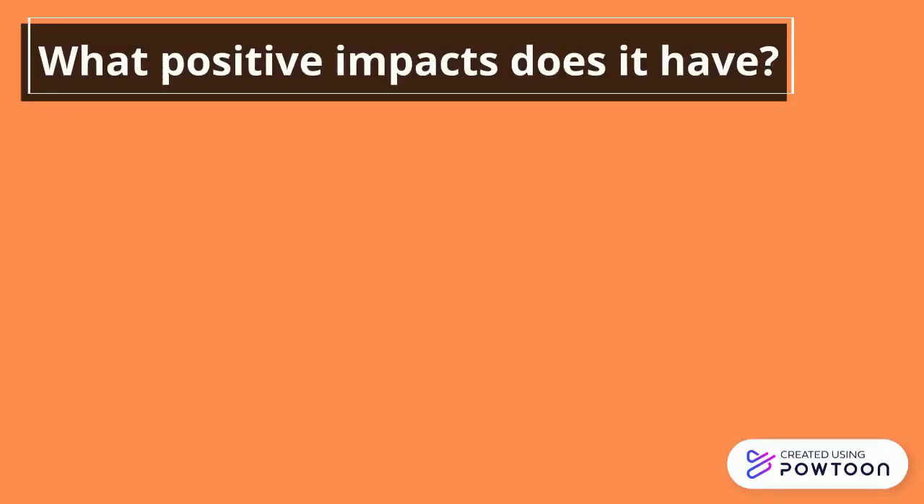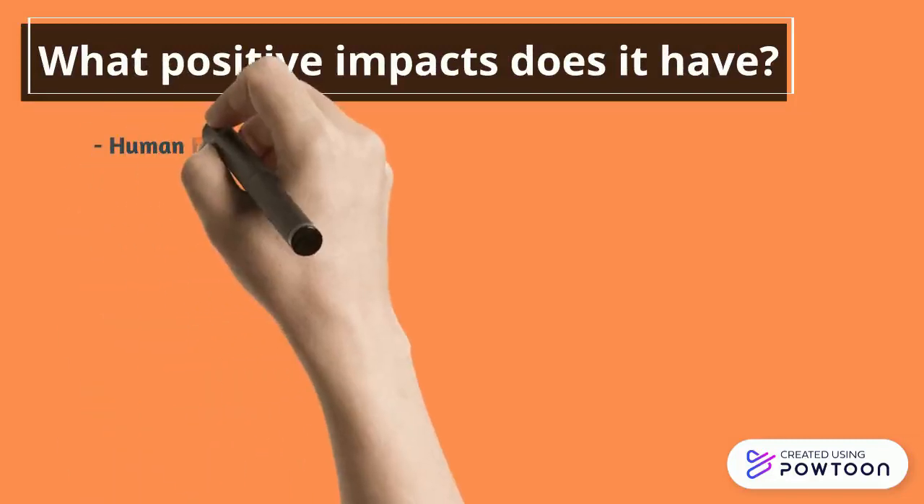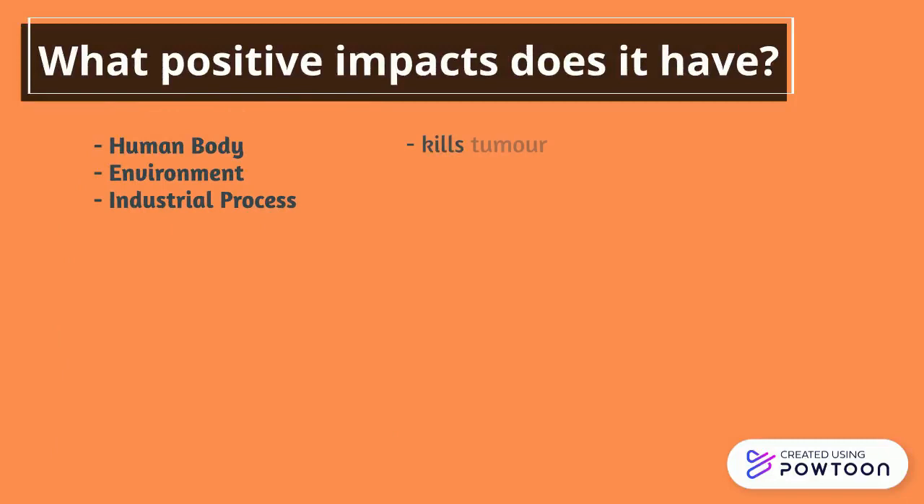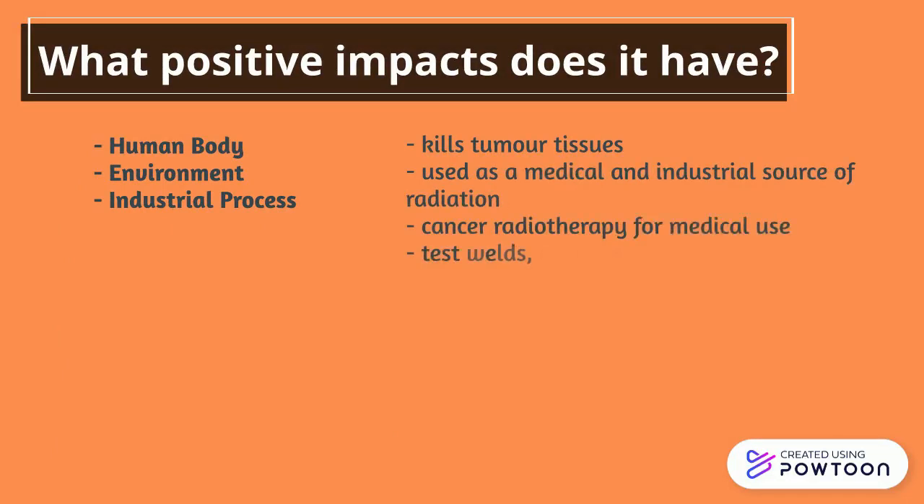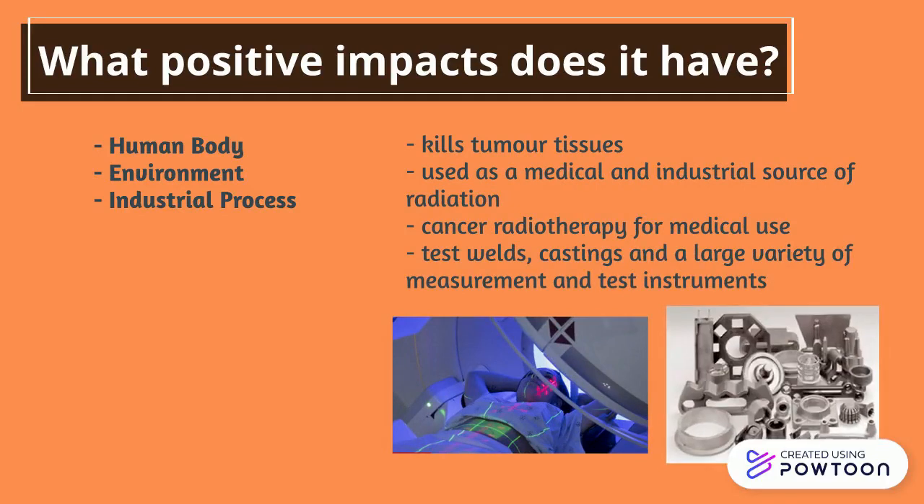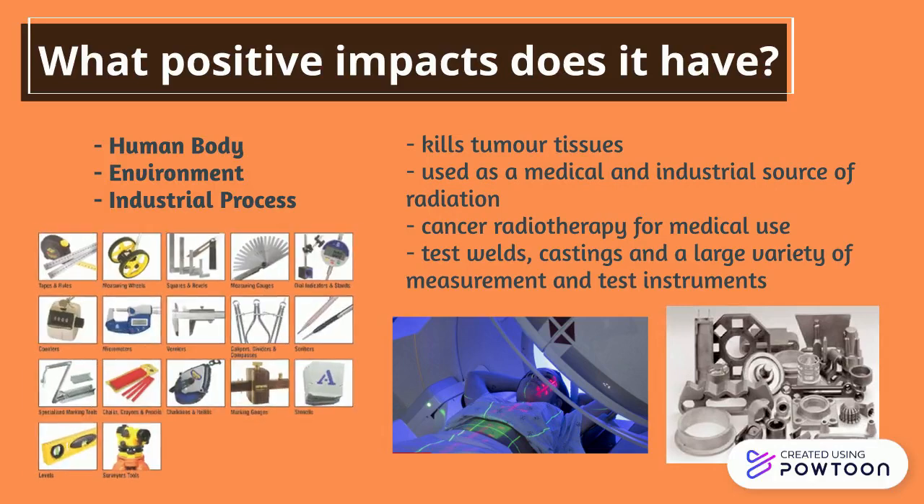Some positive impacts that Cobalt-60 has on the human body, environment, and industrial process include that it kills tumor tissues. It is widely used as a medical and industrial source of radiation. This isotope is also mainly used in radiotherapy for cancer in medical use, and it can also be used to test welds, castings, and a large variety of measurement and test instruments for industrial use.